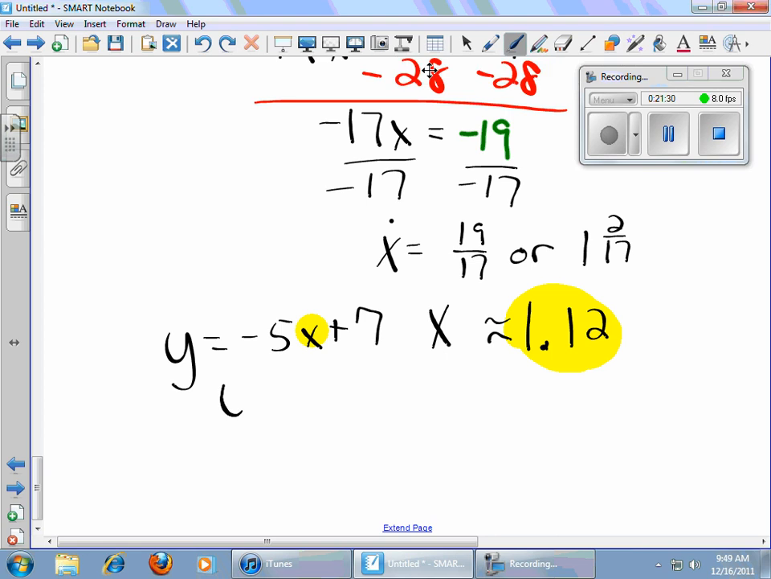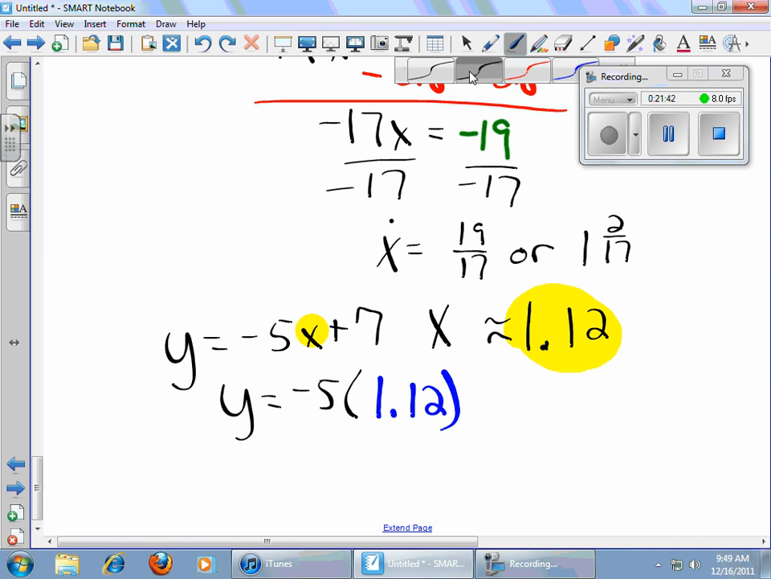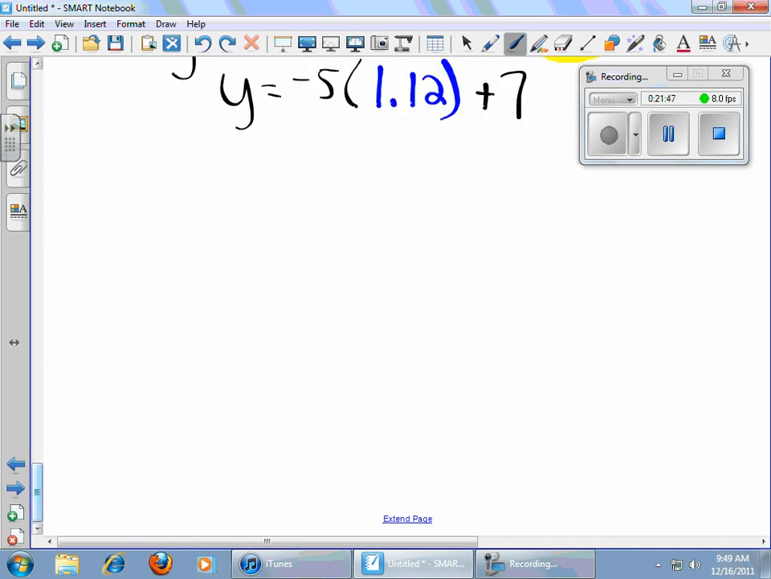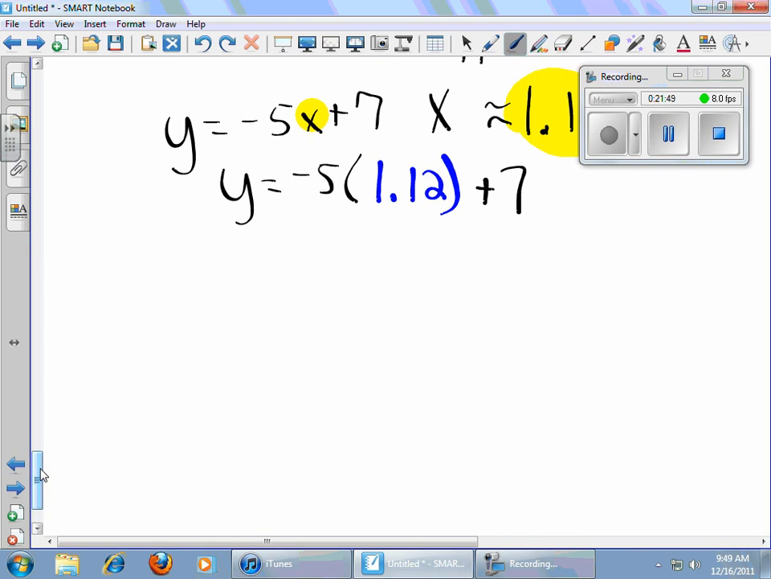So my new equation will be y equals negative 5 times the quantity of 1.12, 1 and 12 hundredths, plus 7. All right, so let me give myself a little room to work. I need to multiply, so that's going to be a 0, and I'm going to carry the 1, and then I'm going to get a 6. And that's not going to carry, and then a negative 5, I believe, plus 7.